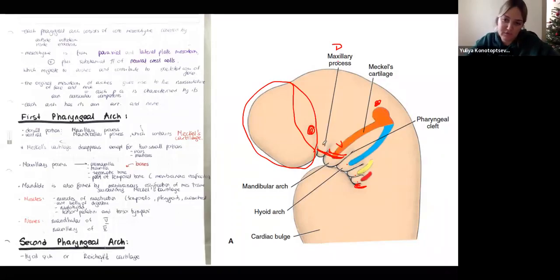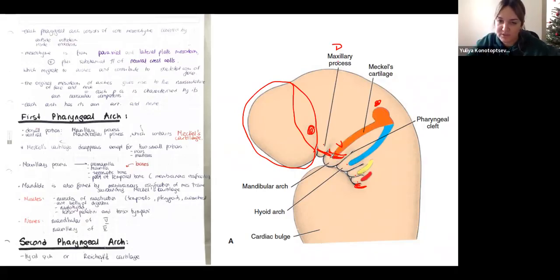So if you look at these two, maxillary and mandibular arches, one of them is closer to the trunk. So of course it's the mandibular. As a result, it is considered to be the ventral one, while maxillary is going to be the dorsal one.